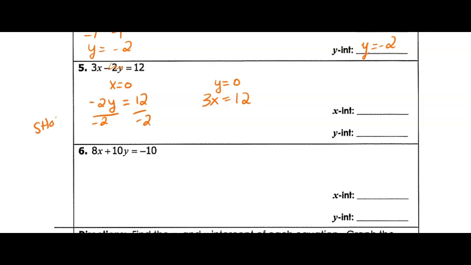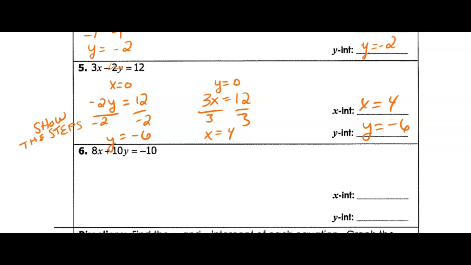Again, show the steps. Y equals negative 6. Over here, divide by 3. X equals 4. So where's it cross the x-intercept? Well, when x equals 4, that's when it crosses the x-axis. And where's my y-intercept? Where's it cross the y-axis? Y equals negative 6.